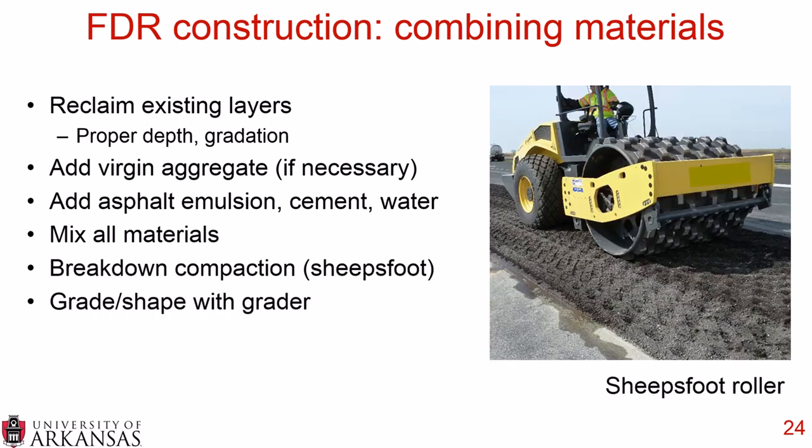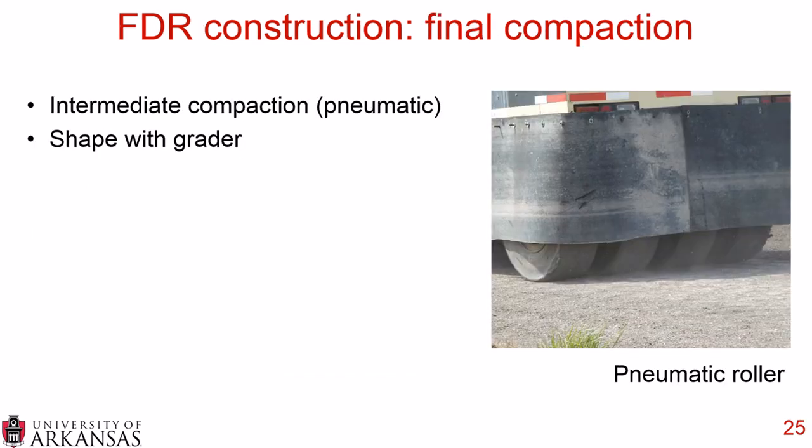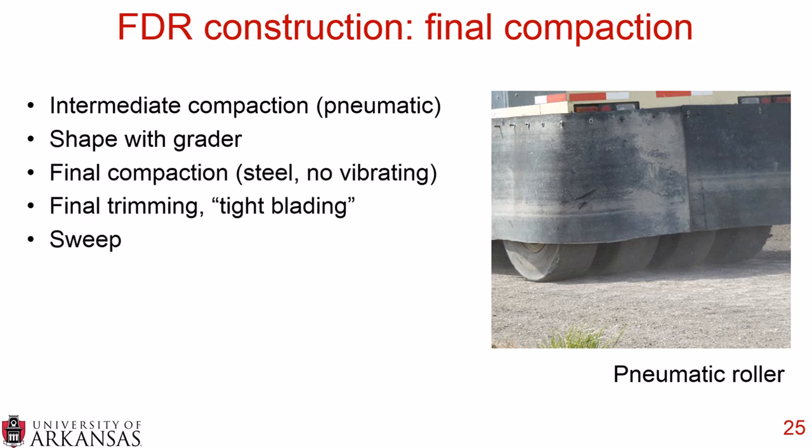You perform a breakdown compaction, and this is done with the sheepsfoot roller. And the sheepsfoot roller has those knobs on it, as you can see on the right. You grade and you shape with a grader, and this has established your reclaimed layer. Then you perform an intermediate compaction, and this is done with a pneumatic tire roller, which you can see on the right. It has those individual pneumatic wheels. You shape it with a grader again. You perform your final compaction, which is a steel wheel roller, and you generally do not have it vibrating.